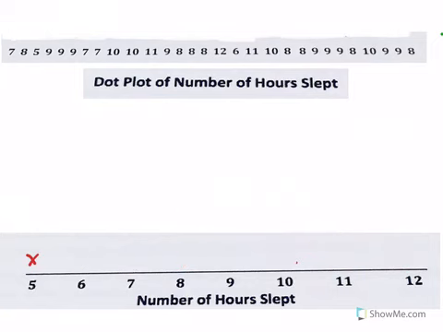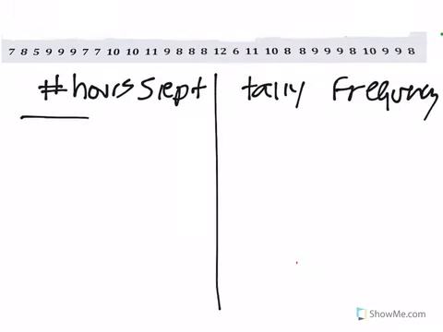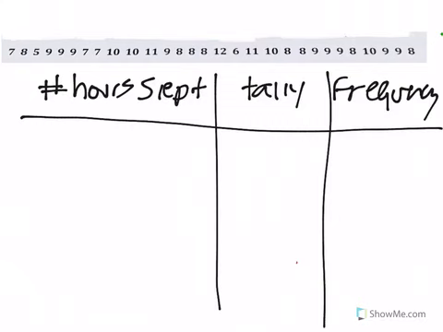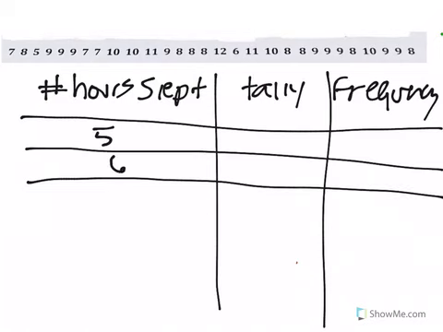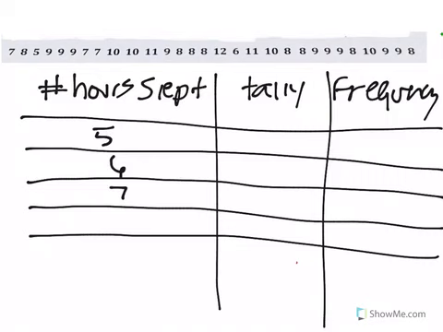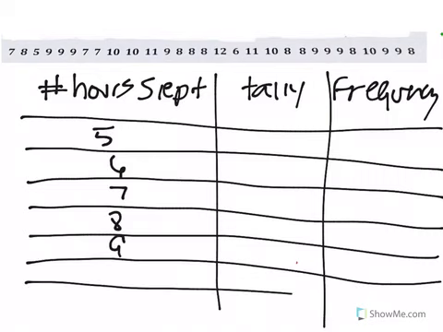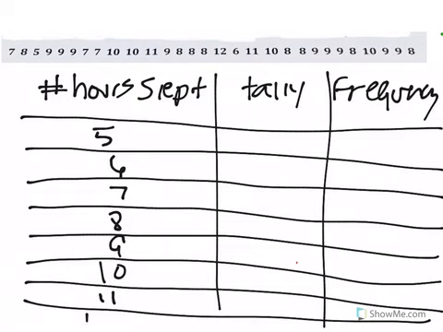So we've looked at a dot plot. I want to show you how to create a frequency table. This is kind of what a frequency table looks like. It's not perfect, but it's fine, right? The number of hours slept, which we're going to start with 5, 6, of course 7, 8, 9. Am I going to fit it all in? Maybe close. 10, 11. We'll put 12 at the bottom.